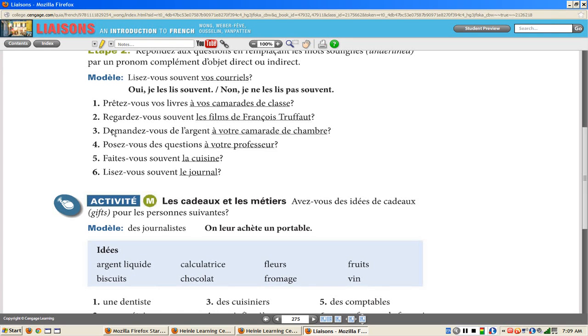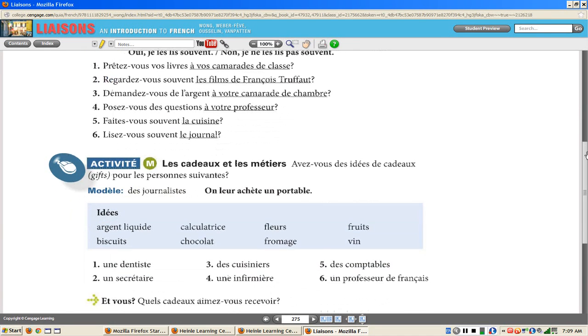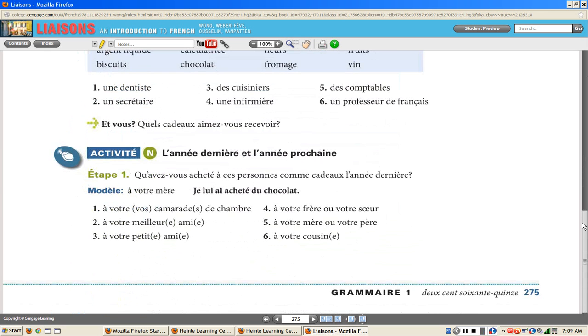Faites-vous souvent la cuisine? Oui, je la fais souvent. Non, je ne la fais pas souvent. Lisez-vous souvent le journal? Non, je ne le lis pas souvent. So, this is just a review of the indirect objects. The most important thing is to become comfortable with where you place the indirect object in the sentence. In English, we simply take out the proper noun and we put in the pronoun. We don't change the place.